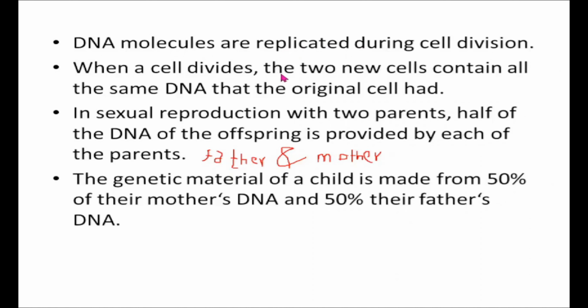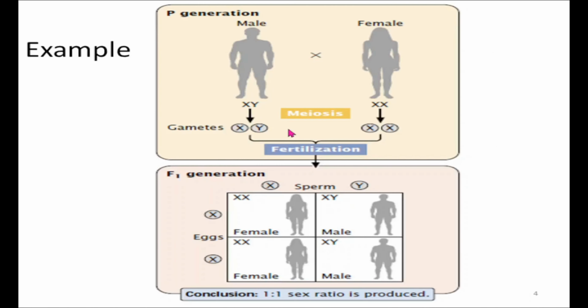When a cell divides, the two new cells contain all the same DNA that the original cell had. In sexual reproduction, with two parents, half of the DNA of the offspring is provided by each of the parents. Offspring means child or baby. So the genetic material, or the DNA, of a baby is from the two parents, father and mother. Half is from the mother and half, or 50%, is from the father.